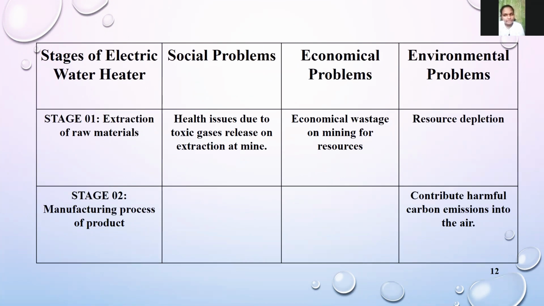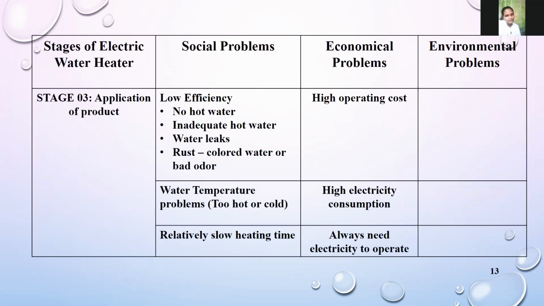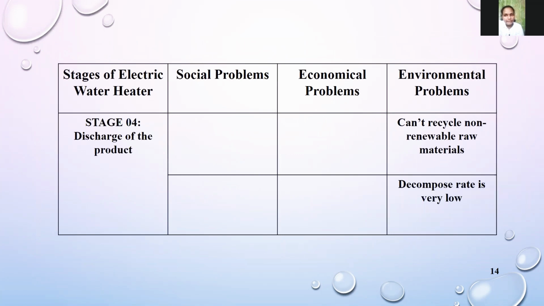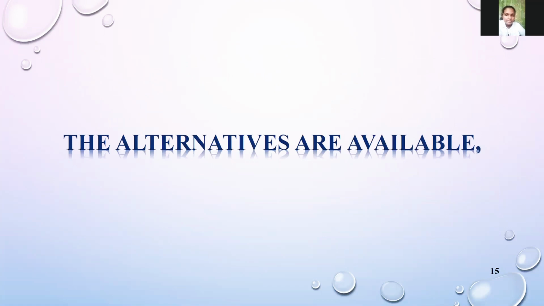Regarding the next stage, the manufacturing process of the product, we can identify only environmental problems, as shown in the graph. The application of the product has a lot of social and economical problems, as shown in the graph. Stage 4, discharge of the product, has only environmental problems, like being unable to recycle non-renewable raw materials, and the decompose rate is very low.